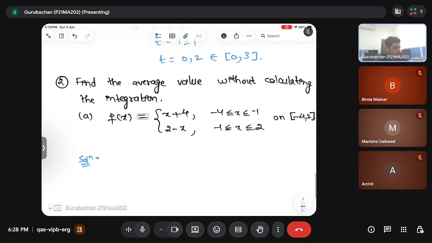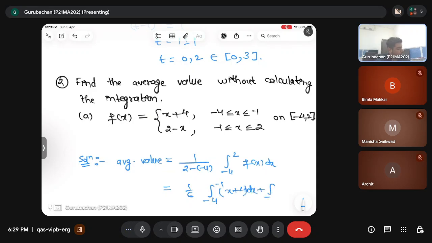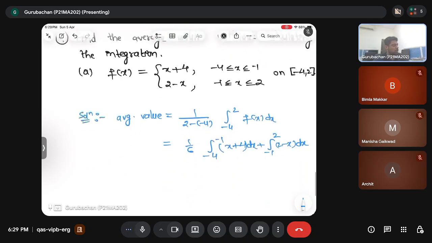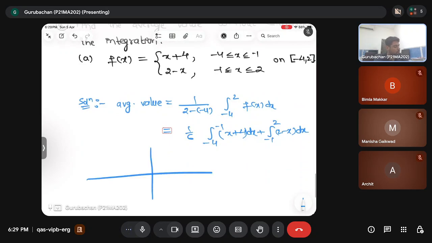So we know what the average value is. Average value will be 1 over 6 times the integral from minus 4 to 2 of f(x) dx, and since the interval is divided into two parts, we may write it as the integral from minus 4 to minus 1 of (x plus 4) dx plus the integral from minus 1 to 2 of (2 minus x) dx. Since we have been told that we don't need to integrate, we have to find them without integration.